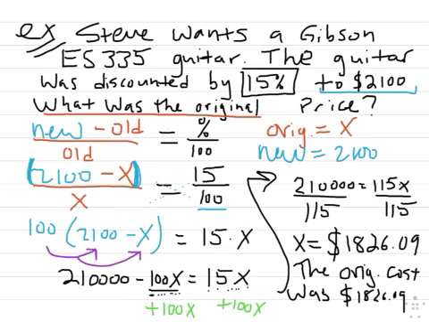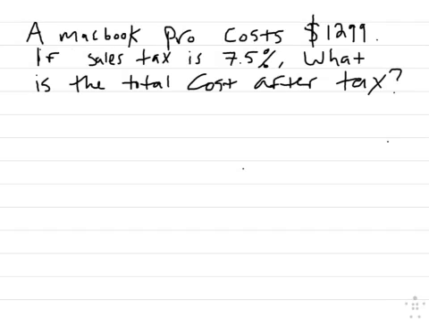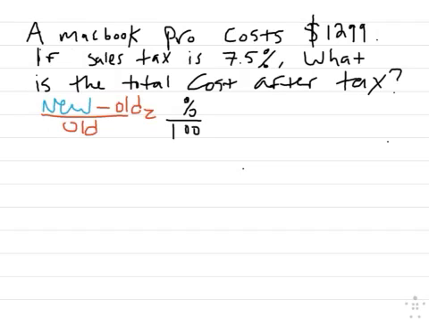Alright, I'm going to try to knock one more problem out really quickly. Okay, here we go. So we've got new minus old over old equals percent out of 100, right? That's our formula. Okay, so let's do it. MacBook Pro costs, okay, it costs this much money. So that is our old. That's what it does cost normally. Okay, and then something's going to happen to it. So I'll put that right in.